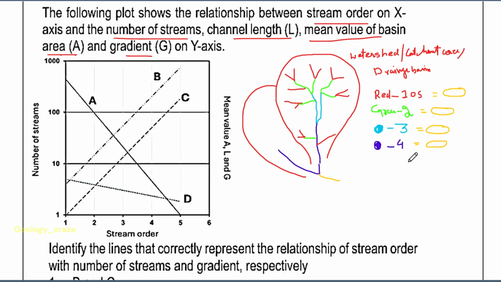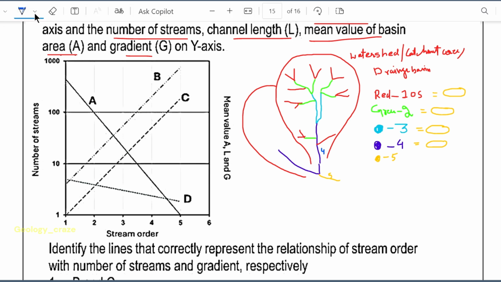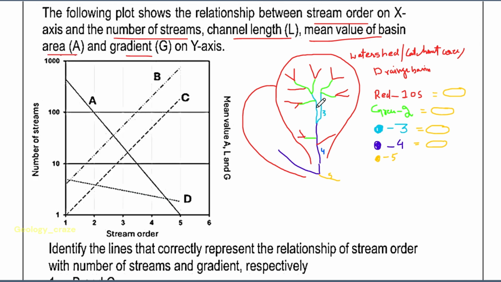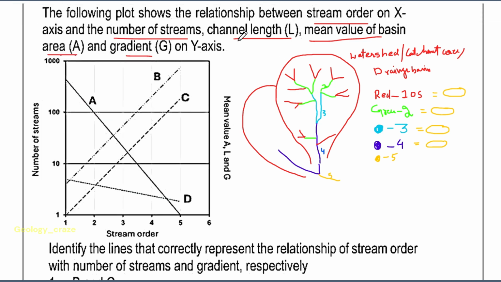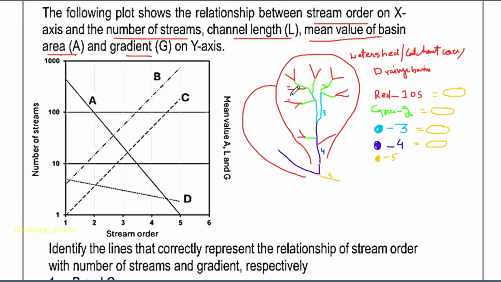Length of the channel is this. How many kilometers will this first order add? This red all we will add. This is our fifth order. In this way we are making. This one is our fourth order. This one is our third order. This green one is our second order. And this red one is our first order. All are first order.